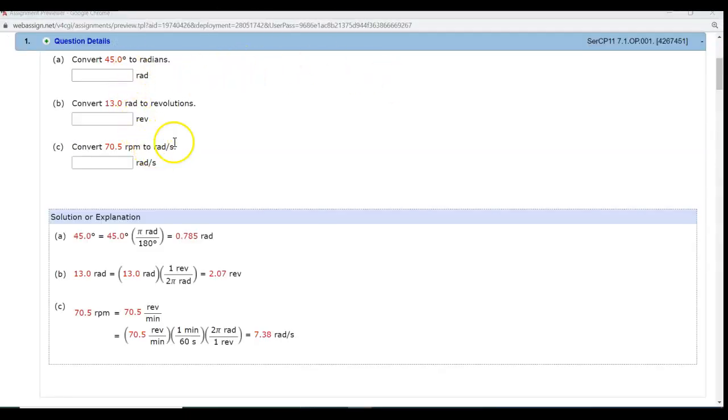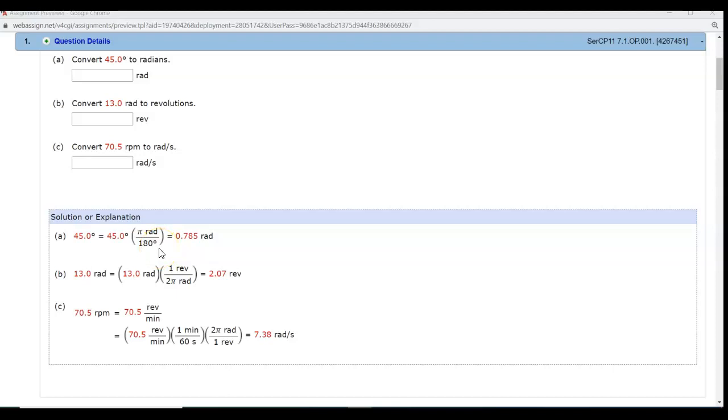Okay, so here we're looking at conversions between degrees and radians, radians and revolutions, and RPMs to radians per second, or rotations per minute to radians per second. Okay, so for A, 45 degrees is equal to 45 degrees times pi radians divided by 180.